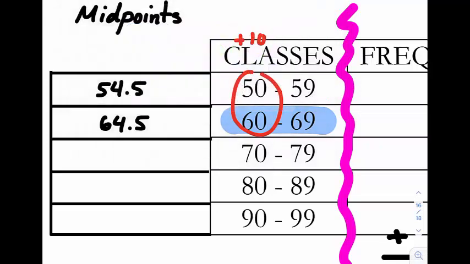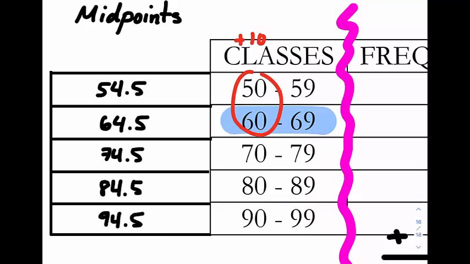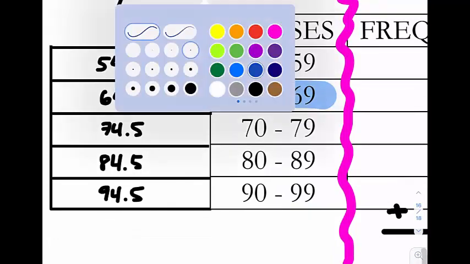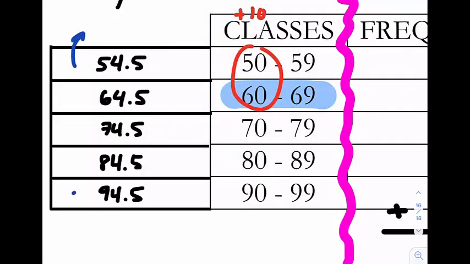So I'm going to do plus 10 to go down: 74.5, 84.5, 94.5, and then I'm going to backtrack here. Let me go back and find the first one and the last one again to connect to the x-axis. So I'm going to do a minus 10 and a plus 10 to do that. 54.5 minus 10, 44.5 will be our connection to the x-axis. And the last one there, 104.5, would be on that other end.